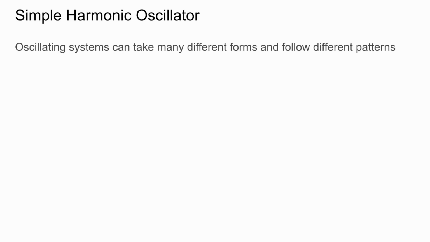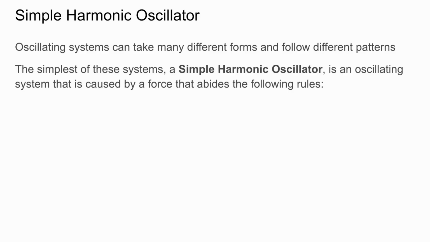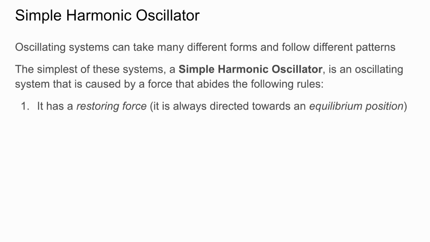The systems that we've looked at so far are what we would call simple harmonic oscillators. An oscillating system can take many different forms and follow different patterns, the simplest of which is what we call a simple harmonic oscillator. A simple harmonic oscillator, or an SHO, is an oscillating system that is caused by a force that abides by the following rules. The first is that it has a restoring force.